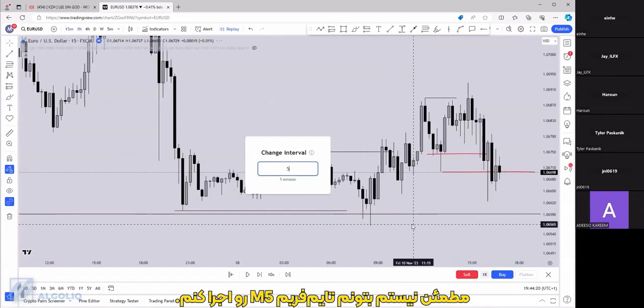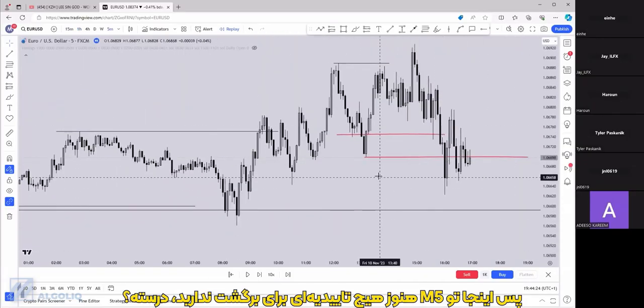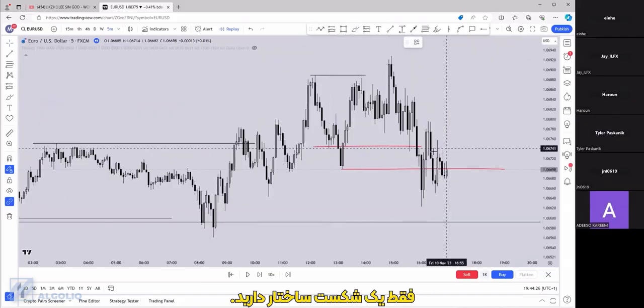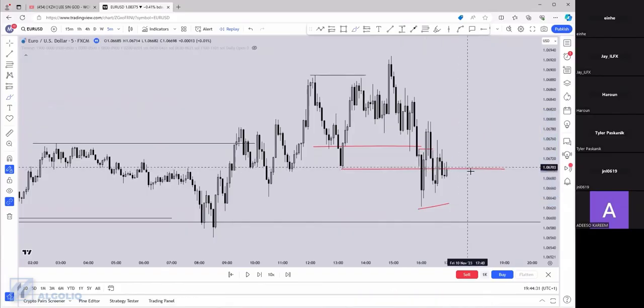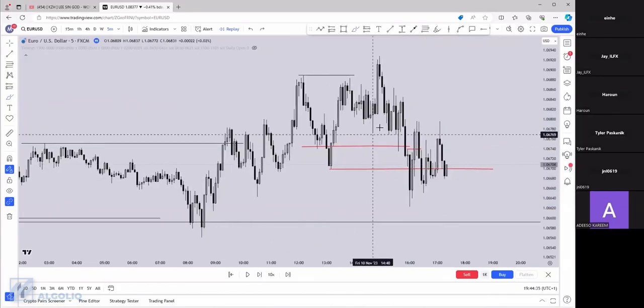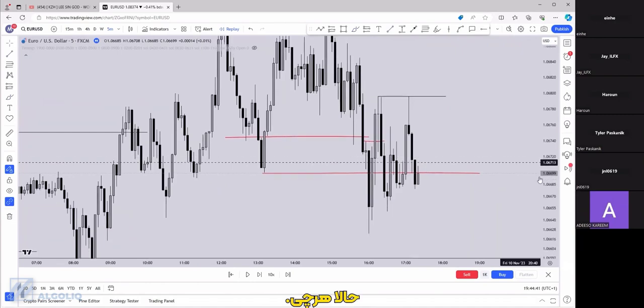So let's check. I'm not sure if I can play M5. Yeah, I can. So here on M5, you don't really have any reversal confirmations yet, right? You just have a break of structure. So you want another one, or you want a reversal MSU. Okay, I think it didn't break. I'm sure it didn't break. No, whatever.